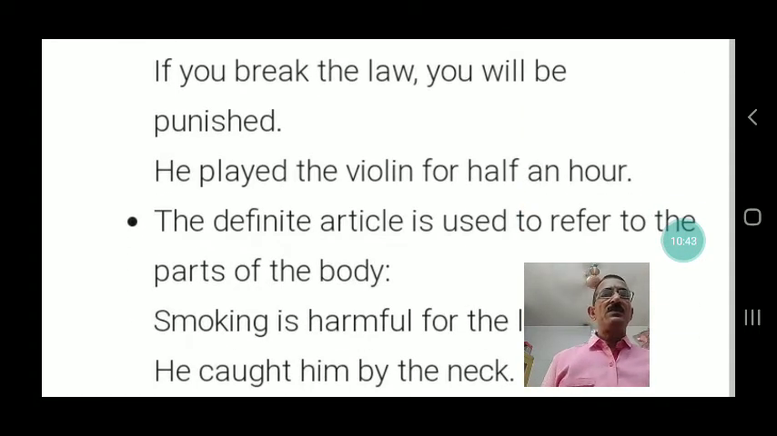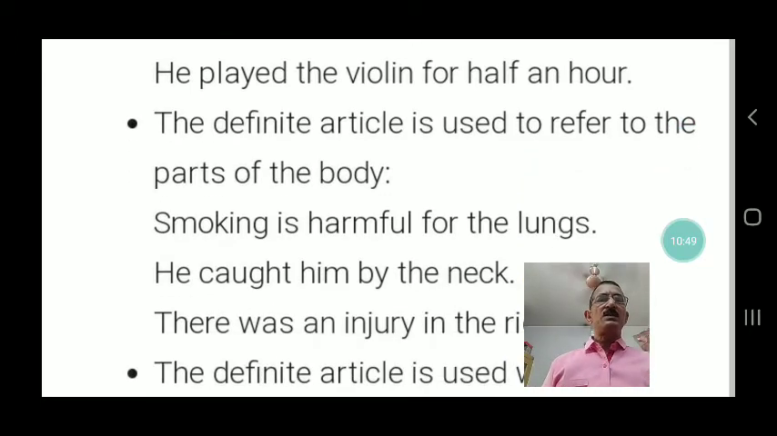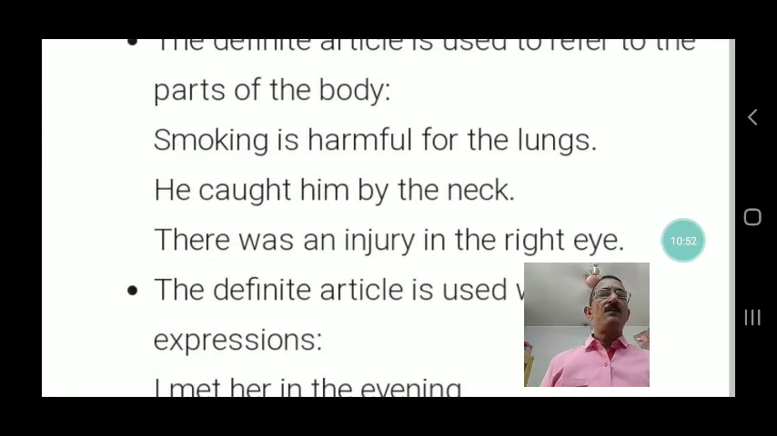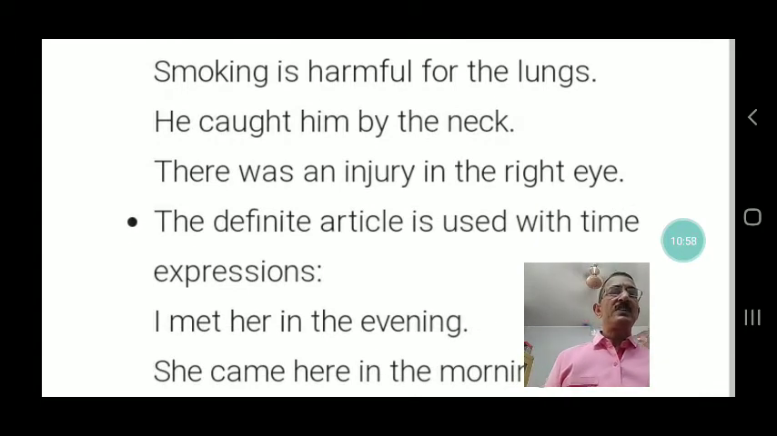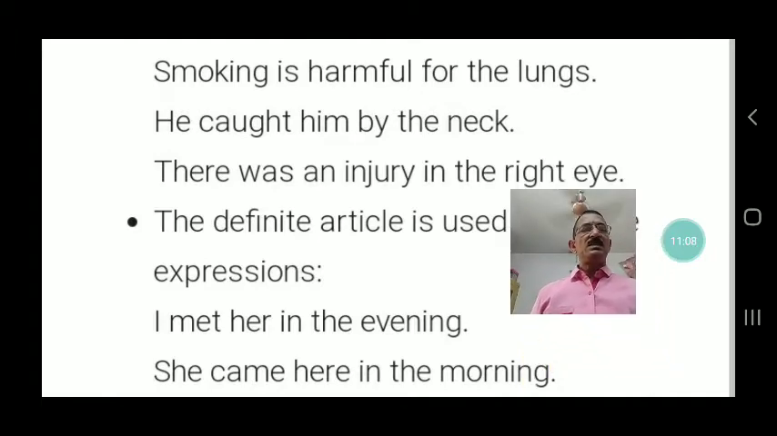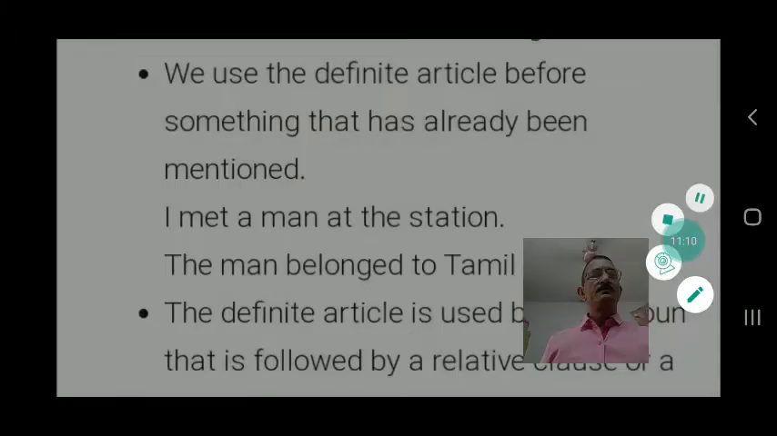He played the violin for half an hour. The definite article is used to refer to the parts of the body, as smoking is harmful for the lungs. He caught him by the neck. There was an injury in the right eye. The definite article is used with time expressions. I met her in the evening. She came here in the morning.